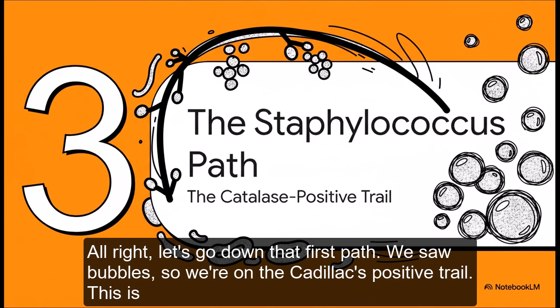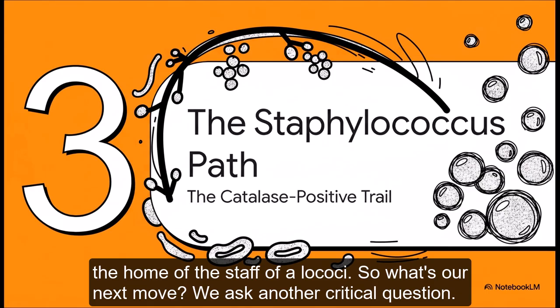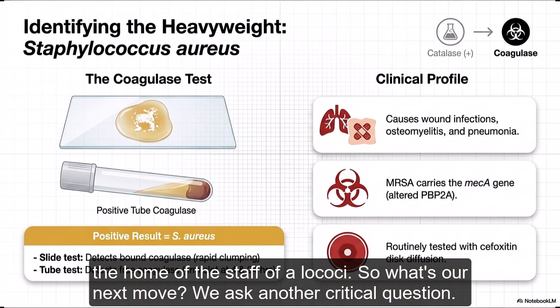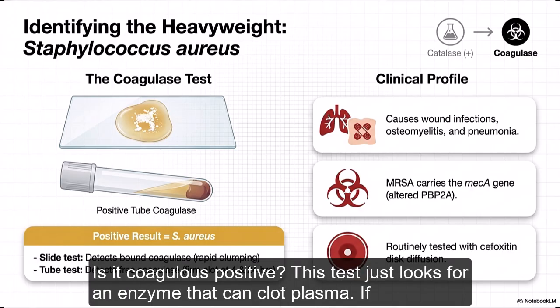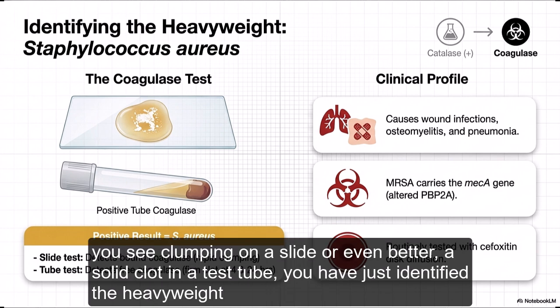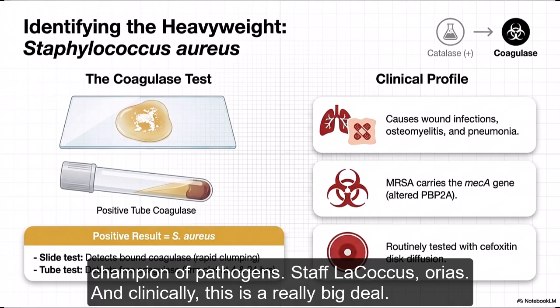All right, let's go down that first path. We saw bubbles, so we're on the Catalase-Positive trail. This is the home of the Staphylococci. So what's our next move? We ask another critical question. Is it Coagulase-Positive? This test just looks for an enzyme that can clot plasma. If you see clumping on a slide, or even better, a solid clot in a test tube, you have just identified the heavyweight champion of pathogens, Staphylococcus aureus.